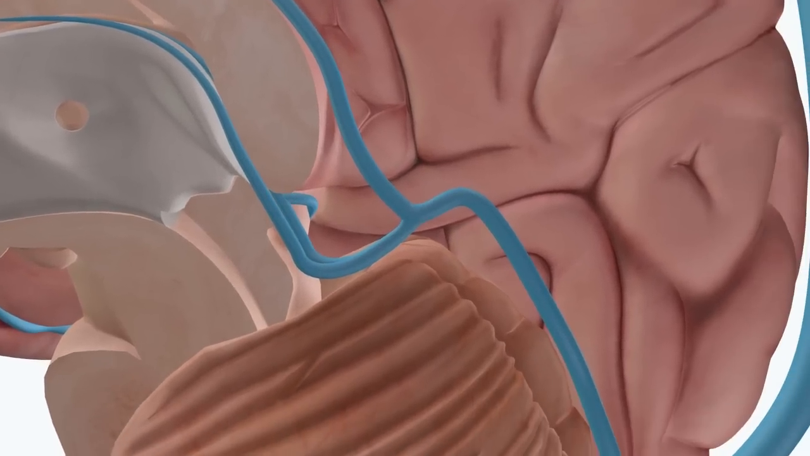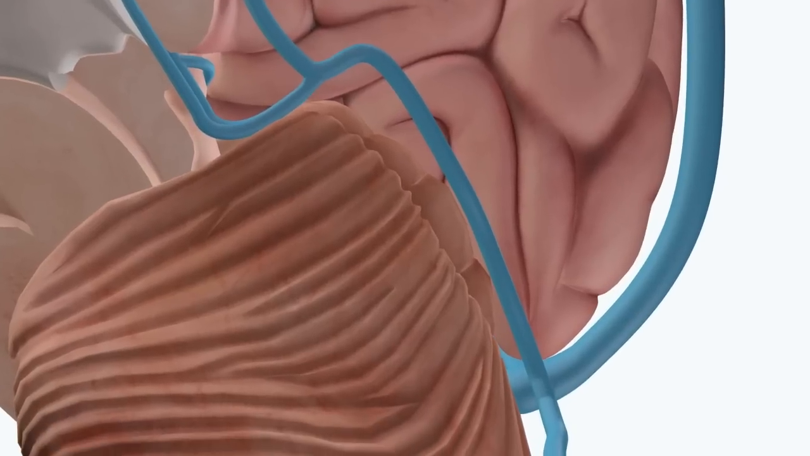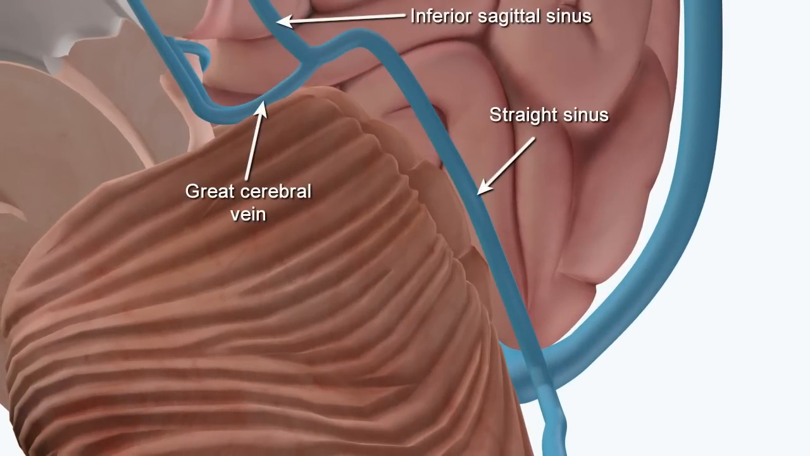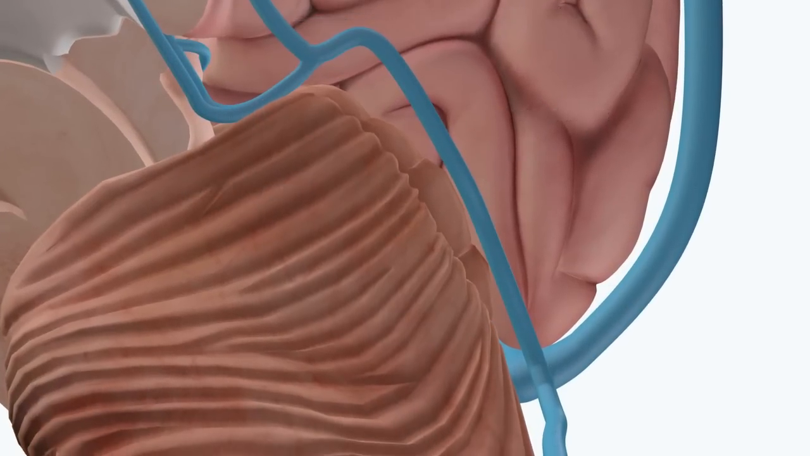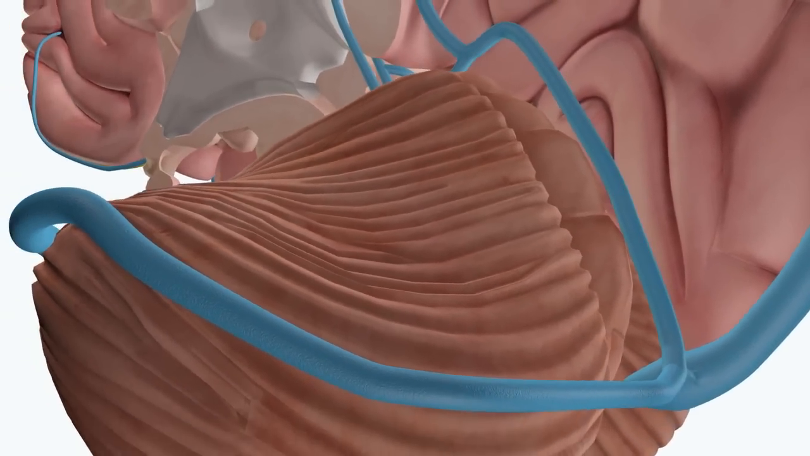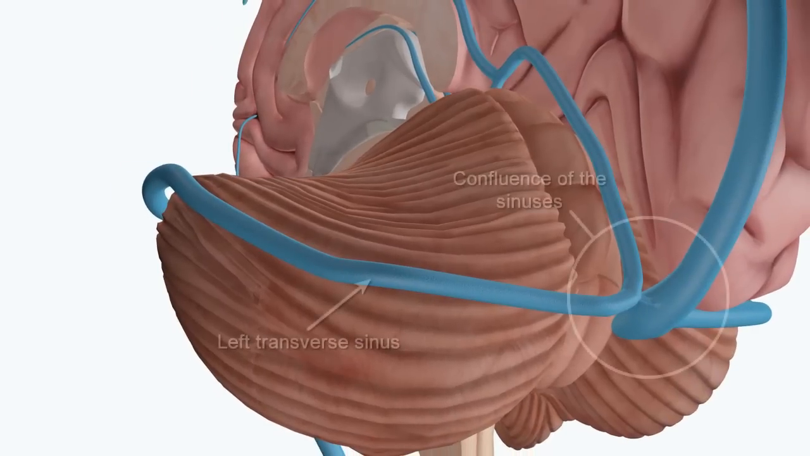The great cerebral vein and inferior sagittal sinus join to form the straight sinus, which in turn feeds the left transverse sinus at the confluence of the sinuses. Now, as before, we should note that, as with the right transverse sinus, there is great variability in the degree to which the straight sinus continues directly into the transverse sinus. A small connecting sinus is shown here, but it may be large, may be small. It may be not there at all.